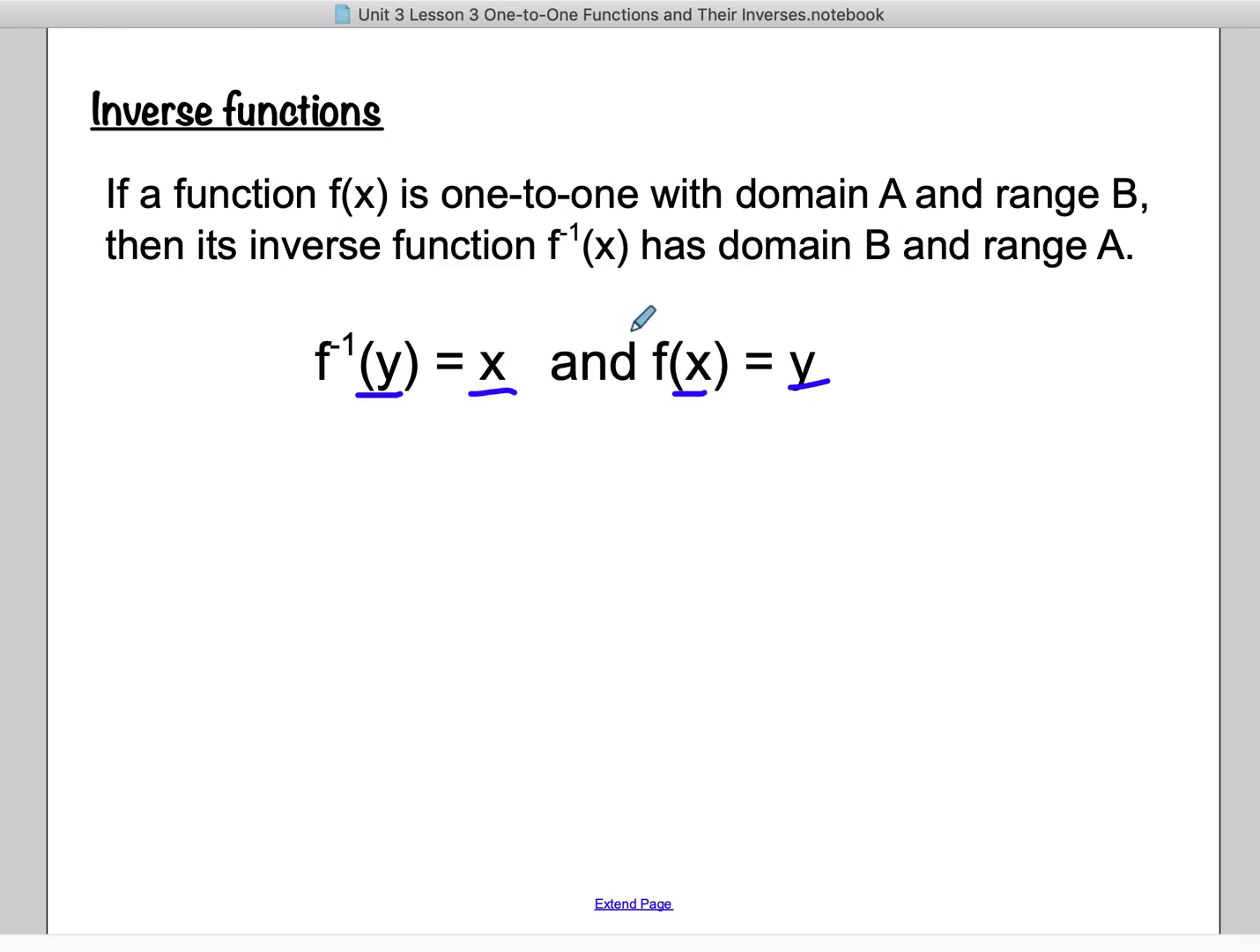So what does that do with our domain and range? It swaps them. Our domain becomes our range, and our range from the original becomes our domain of the inverse. So our domain and range switch. So this is our inverse notation.